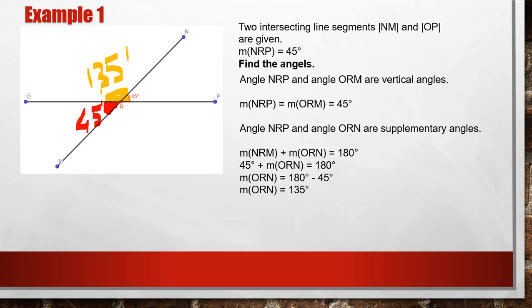And we know that we have another vertical angle here. If it is 135, then it should also be 135 degrees. Okay, we found all angles.